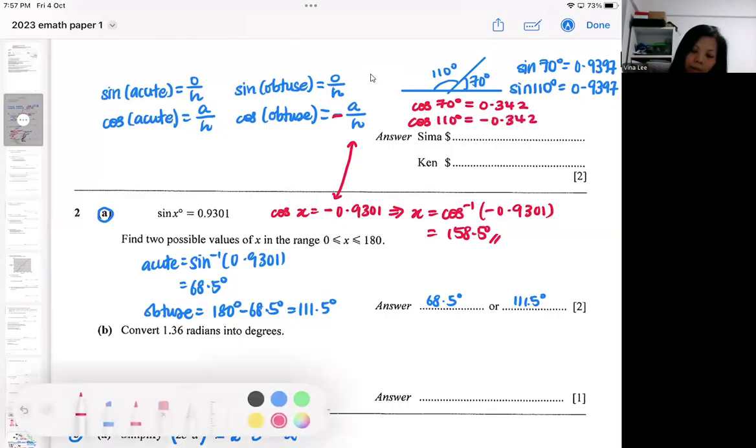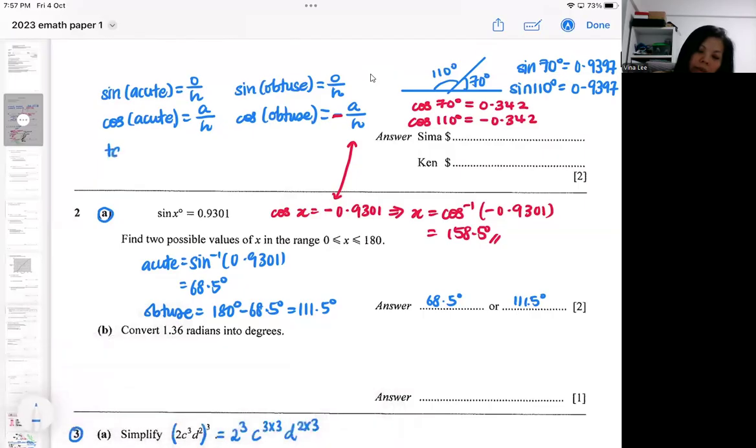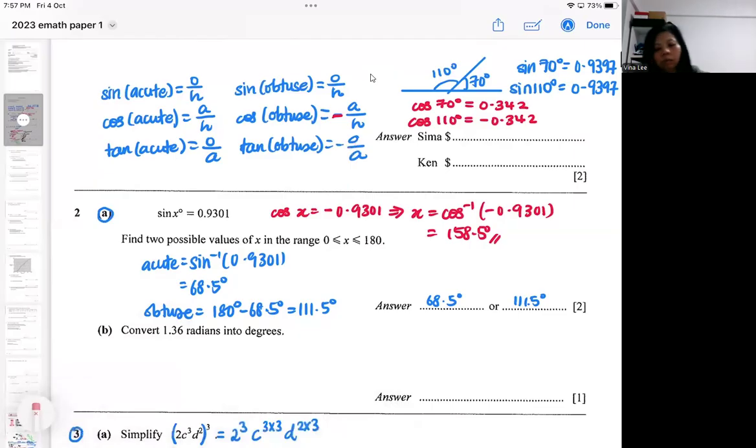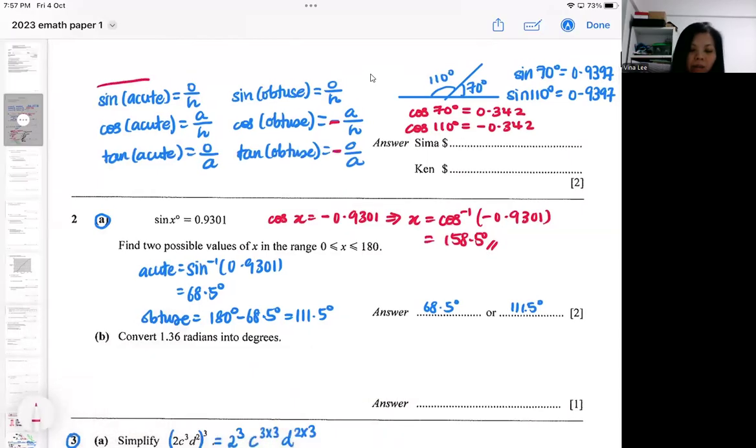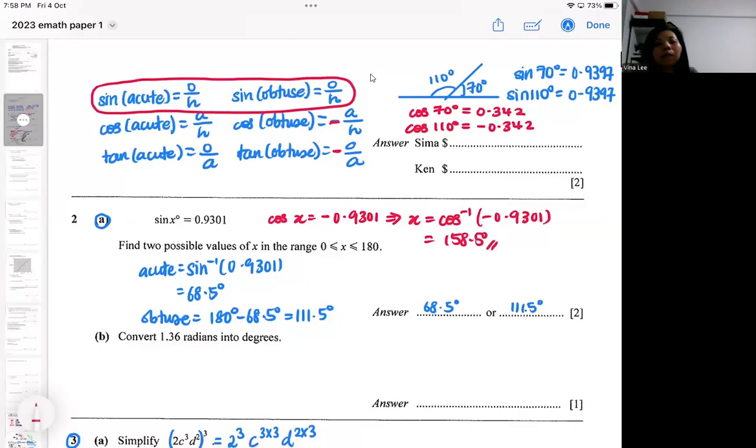It will be applicable for tangent as well. If there's a tangent, it will be O over A. If it's a tangent obtuse, then it will be a negative O over A. So if we change it to tangent x equal to a negative number, then there's only one answer. All in all, the sine part is the one that has two possible answers. Only for sine are there two possible answers. Otherwise, you will not have two possible answers.